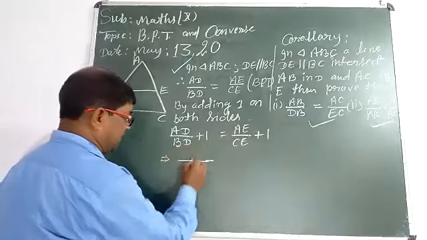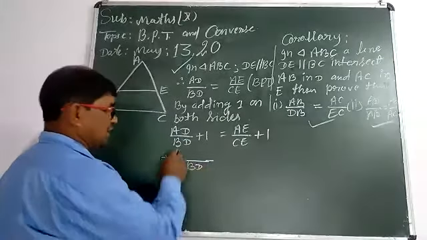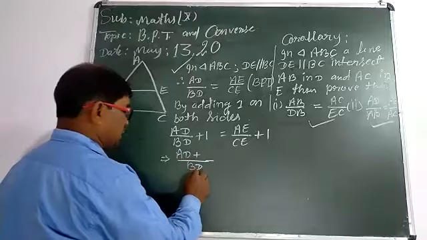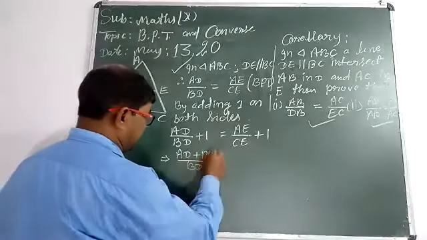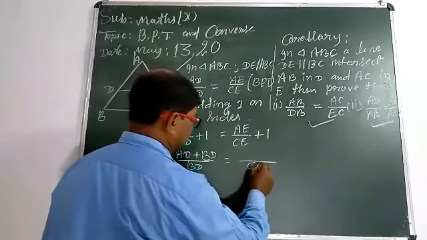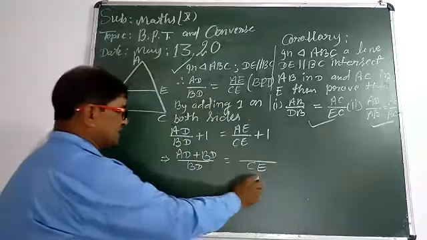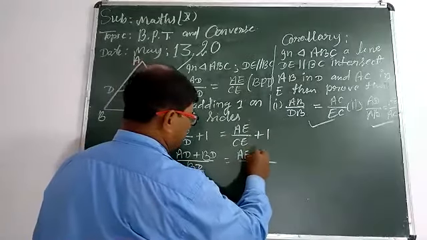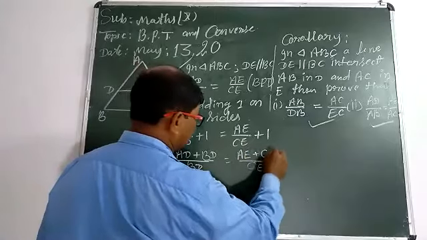LCM here is BD. Okay, now BD cancel, then AD plus BD multiplied by 1 BD equal to LCM of this is CE, CE cancel. So AE plus CE multiplied by 1 CE.